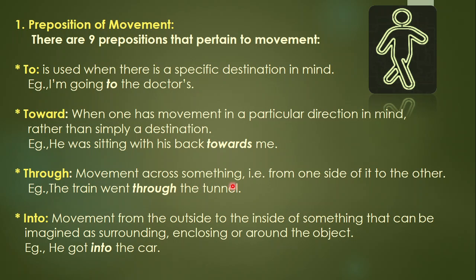Third word, through. Movement across something, that is, from one side of it to the other. The train went through the tunnel. We have seen the example of the box, how the apple is going through the box just like a tunnel. Next one, into. Movement from the outside to the inside of something that can be imagined as surrounding, enclosing, or around the object.